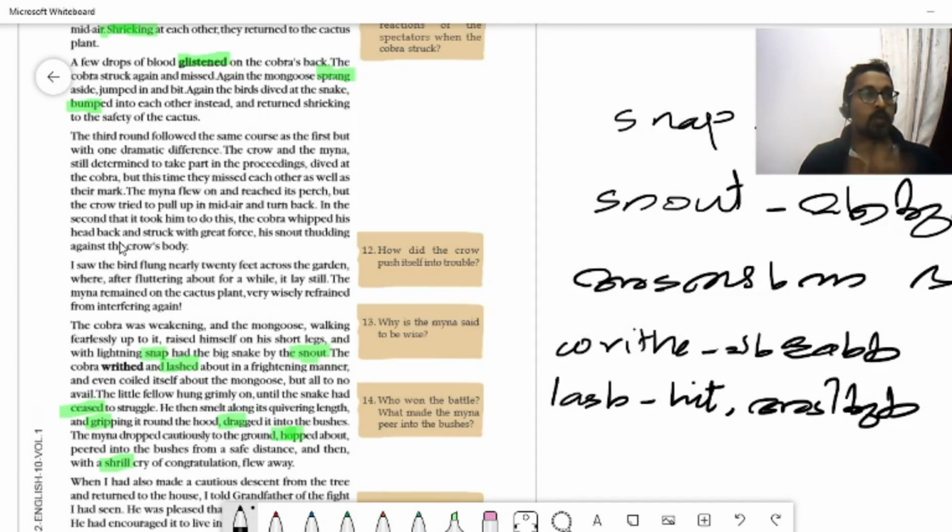But even coiled itself about the mongoose. It coiled on its body. The cobra coiled on its body, but all to no avail. It is of no use. No avail.